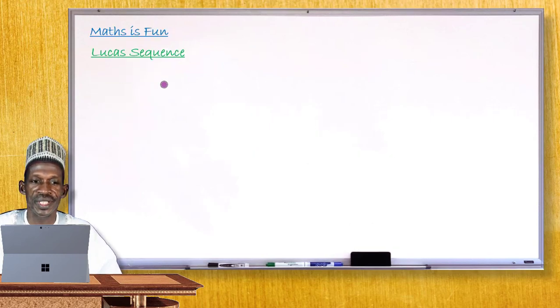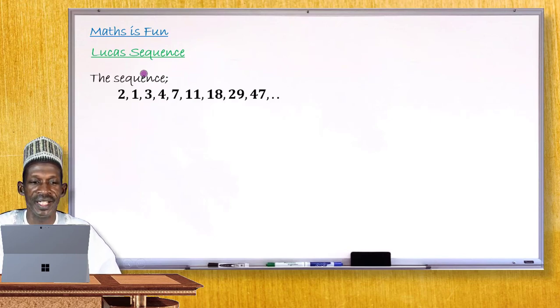So the Lucas sequence is another special sequence of numbers. And this is just a sample of it. It starts with 2, 1. This is the very first two terms. Then other terms, you obtain by adding the last two terms. So if you add 1 and 2, it will give you the next term.